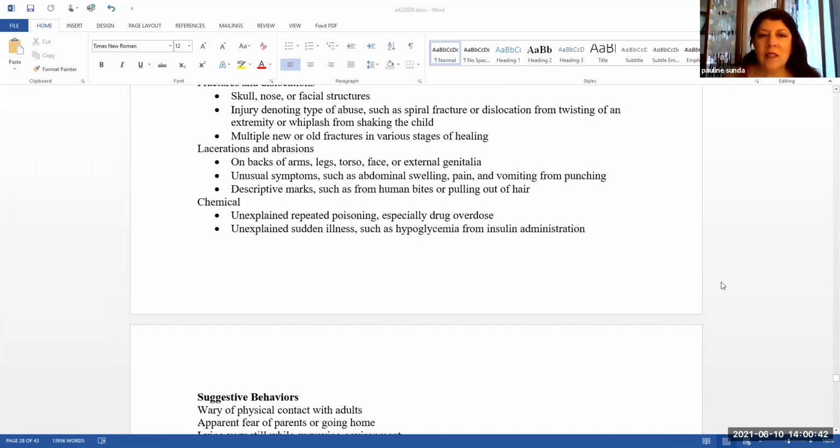Chemical. So here it's repeated unexplained poisonings, like a drug overdose, or an unexplained illness like hypoglycemia, because remember we talked about that Munchausen syndrome by proxy. Maybe they were given insulin.